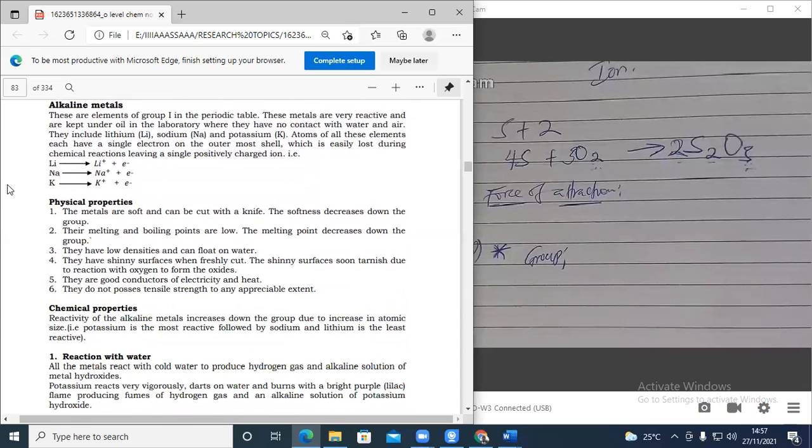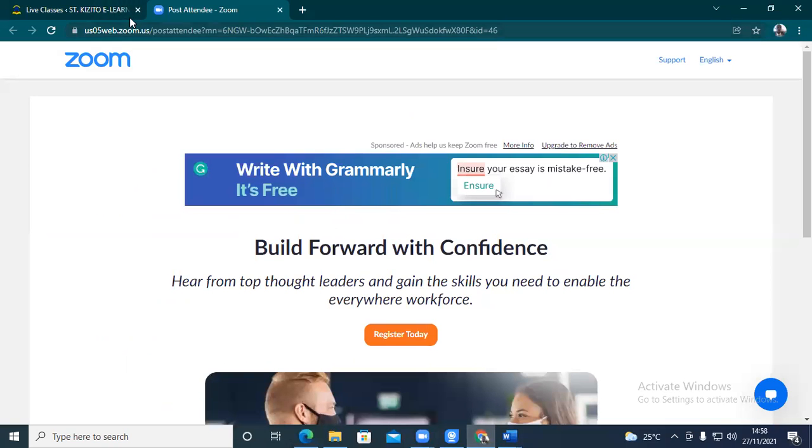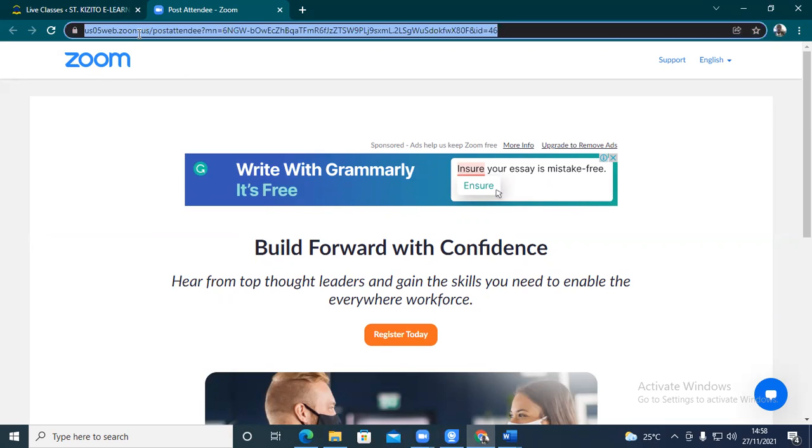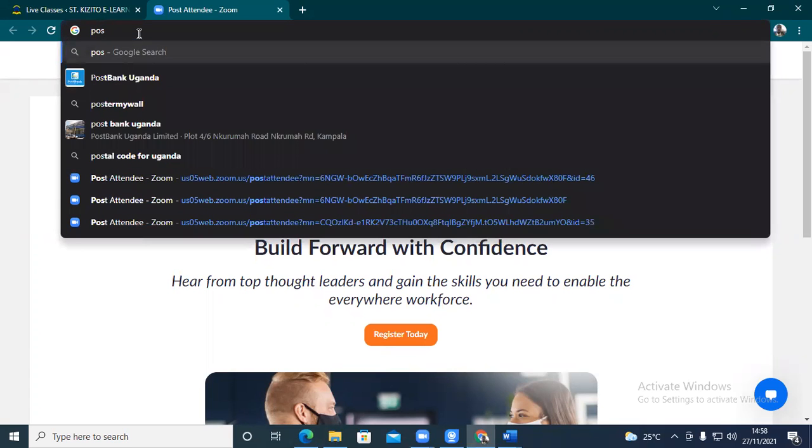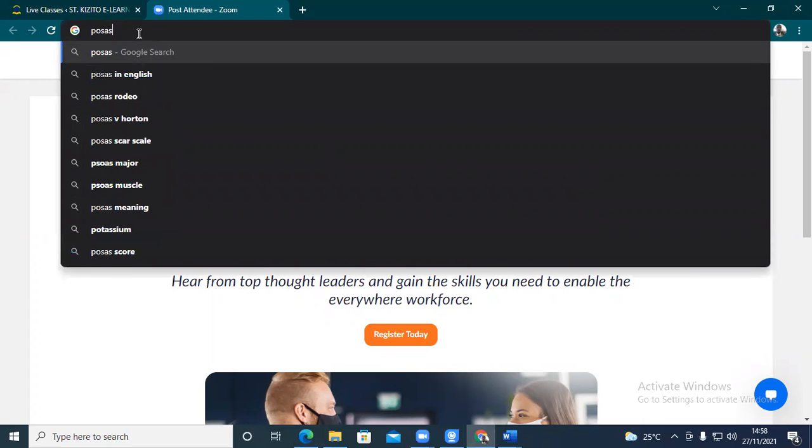So since a question was posed, alkaline metals are here. They belong to group 1 in the periodic table. These metals are very reactive and are kept under oil in the lab. There was a video here I wanted, but we saw that video one day. The last element in group 1 is what? Potassium. So let's look at potassium and then we compare potassium with other elements.